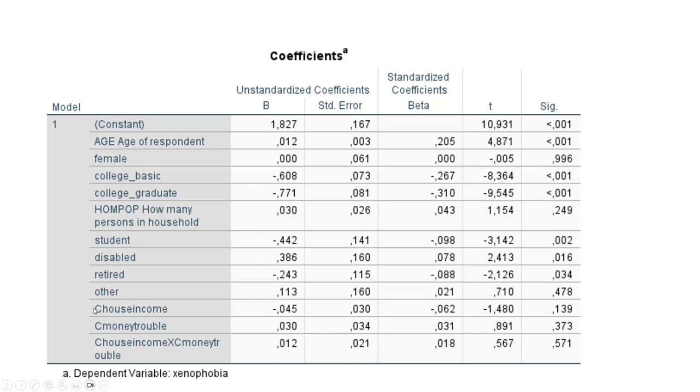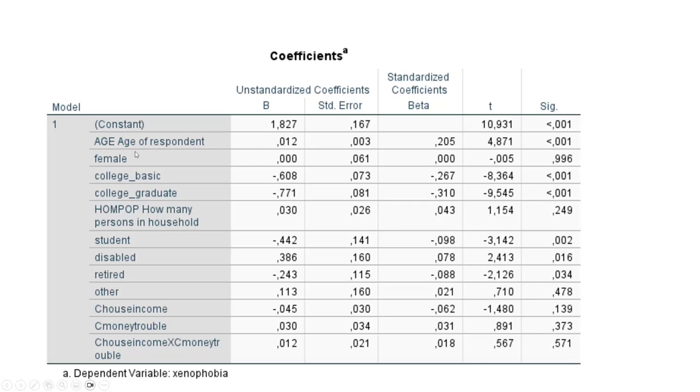This part of the model, the one containing centered household income, centered money trouble, and the interaction term, is the non-additive part of the model. Starting with the additive part, we can still see that age is positively significantly related to xenophobia. Having college degrees is negatively associated with xenophobia. So those with bachelor's and graduate degrees have less xenophobia than those with less than college degrees.